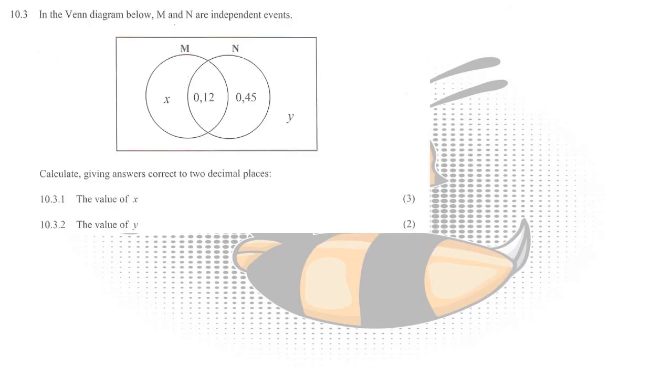Then the next question tells you, okay, in the Venn diagram below, M and N are independent events, meaning they didn't influence each other. And now calculate, giving correct to two decimal places, the value of X. Now in this case, they've summarized the probabilities in the table already for you. So we know that if we add everything together, it should be equal to 1.